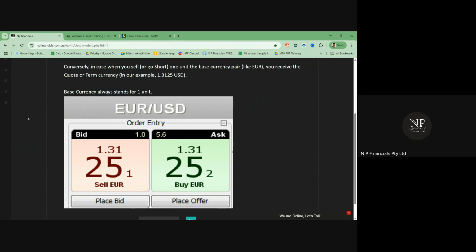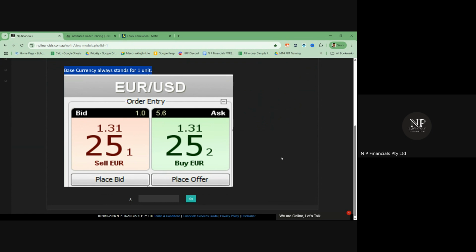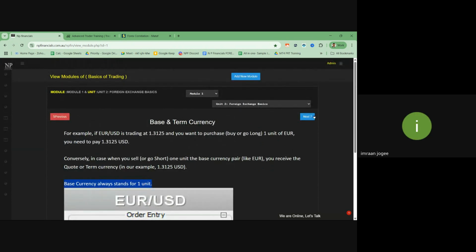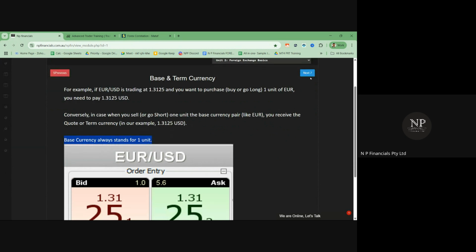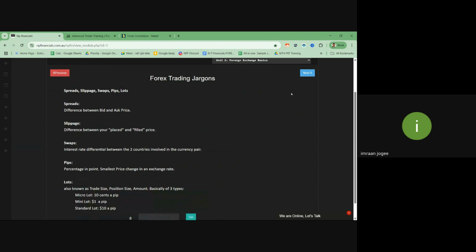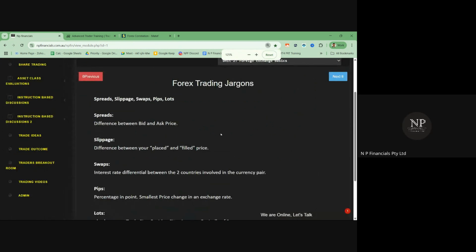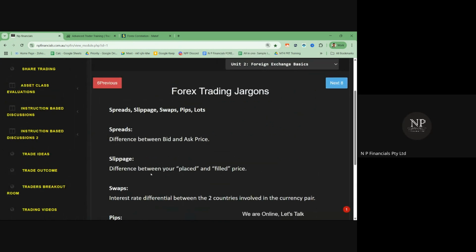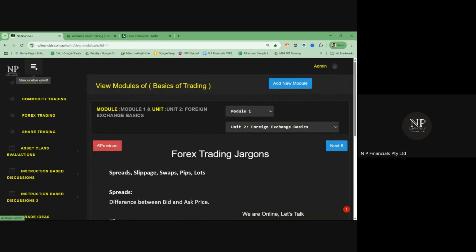Base currency always stands for 1 unit, as I told you. Any question? Base currency always stands for 1 unit. I think so far I'm good. Now, forex trading, a little bit of jargon: spread, slippage, swaps, pips, and lots.